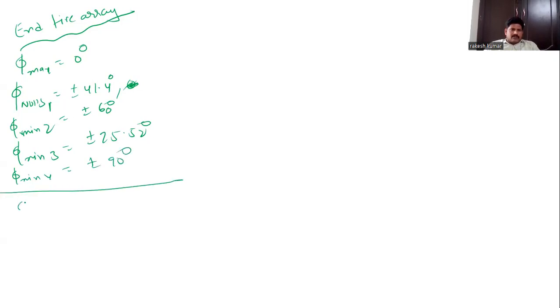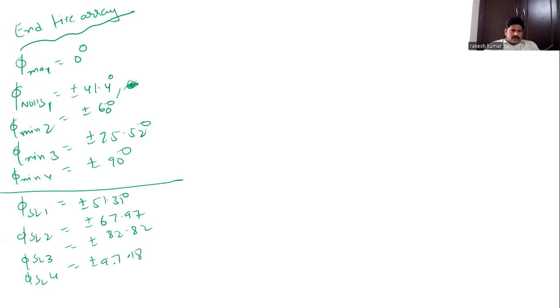Similarly, write down for side lobes: phi SL1 is equal to plus or minus 51.31 degrees. Phi SL2 is equal to plus or minus 67.97. Phi SL3 is equal to plus or minus 82.82. Phi SL4 is equal to plus or minus 97.18. Phi SL5 is equal to plus or minus 112.02. So you can verify and check whether you have got the same answers here.